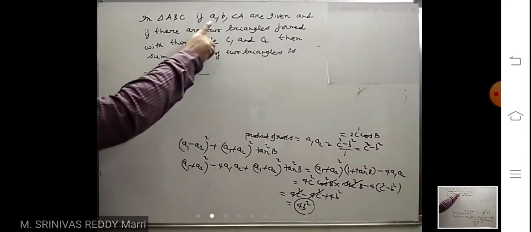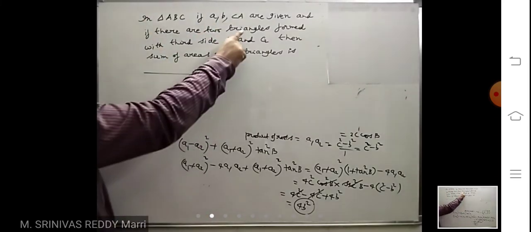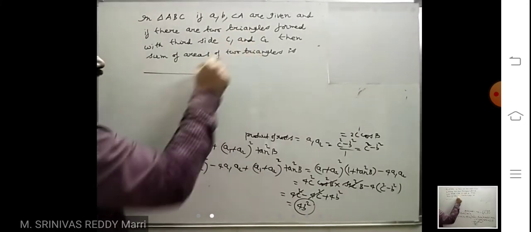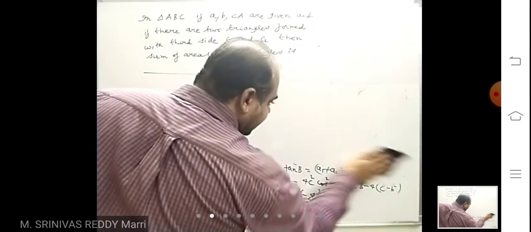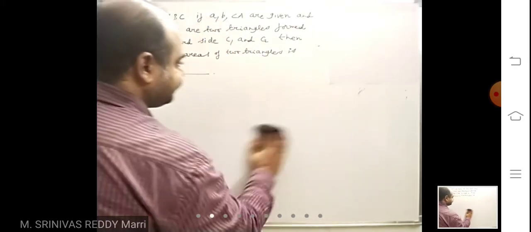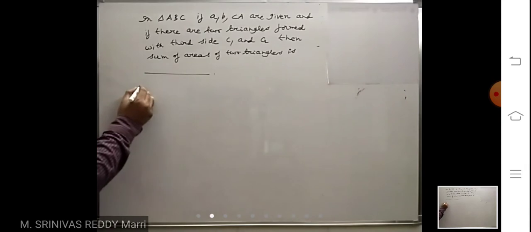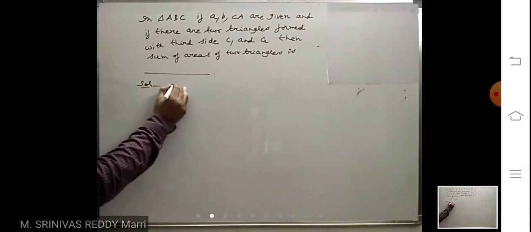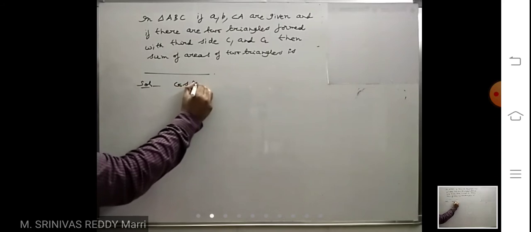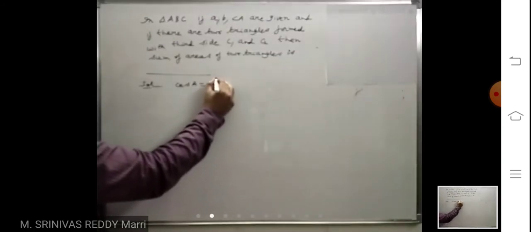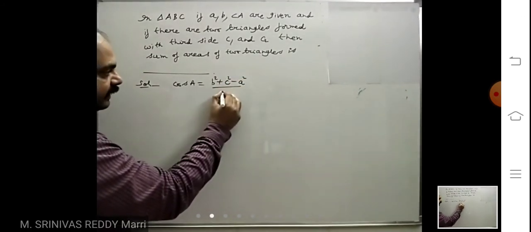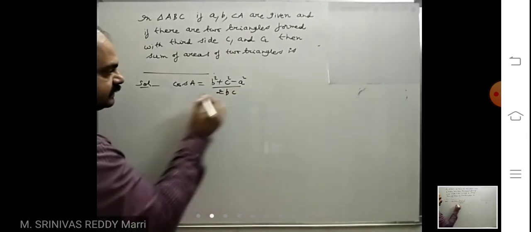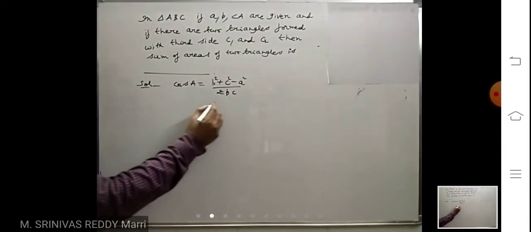He has given that these are given and there are two triangles. That means the third side will have how many values? Two values. So your approach is clear. Two triangles are possible. So therefore cos A I am writing. Cos A is nothing but (b² + c² − a²) divided by 2bc. Multiply 2bc this side.